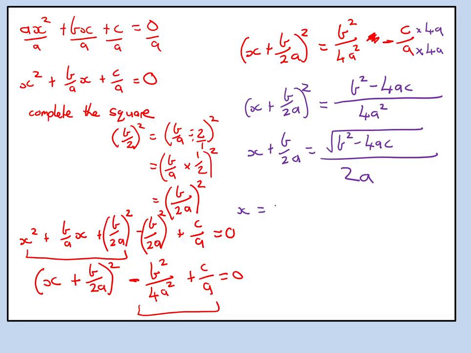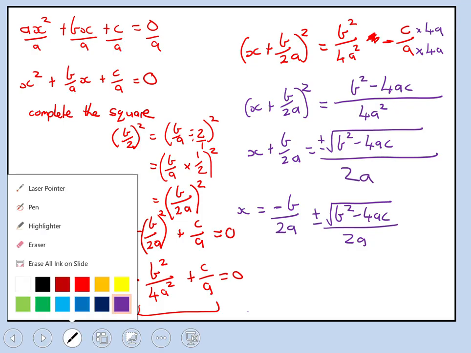The final step is getting x by itself. So I take away b over 2a. Negative b over 2a plus or minus, because it's a square root, square root b squared minus 4ac over 2a. This is the exact formula that I showed you before.